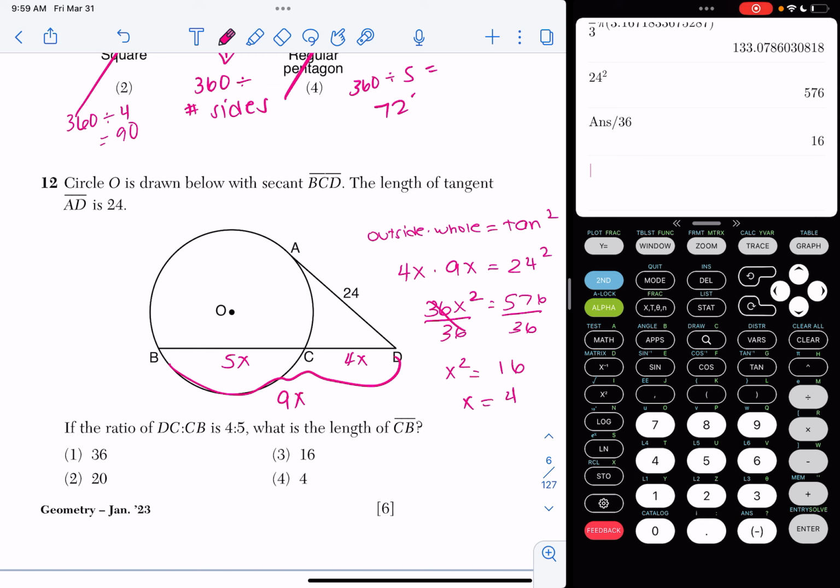But be very careful. Do not fall into the trap of just circling choice 4 right now. Pay attention to what we are actually asked for. In this case, we're asked for the length of CB. So look at CB in your picture. We labeled that with 5x. So plug 4 in. 5 times 4 is going to be 20, or choice 2.